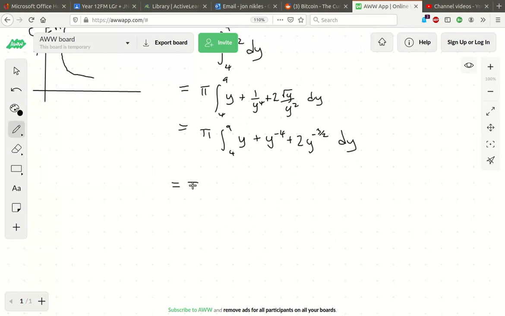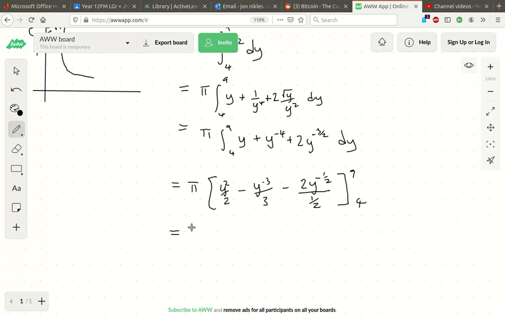Okay, now let's integrate it. y squared over 2 minus y to the minus 3 over 3, because it's over minus 3. And then this is also going to be a minus, but we're going to be increasing 2y to the minus a half over a half. So that's going to be the same as 4y to the minus a half, between 9 and 4.